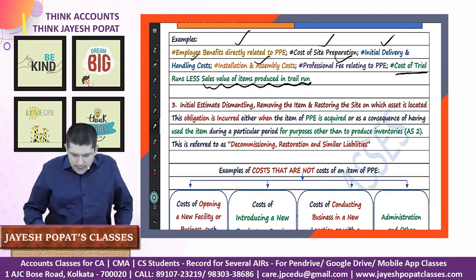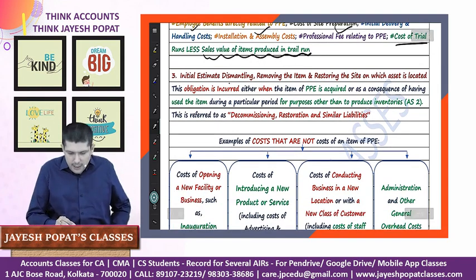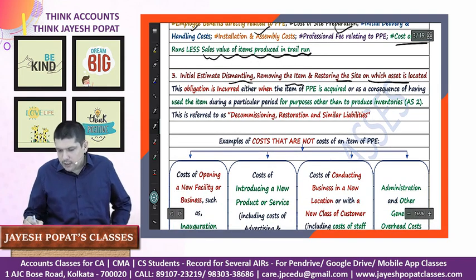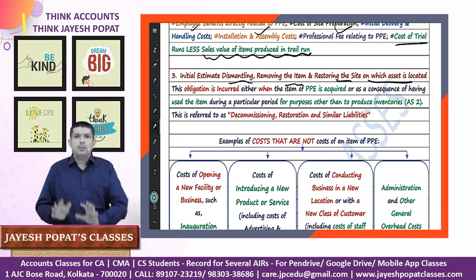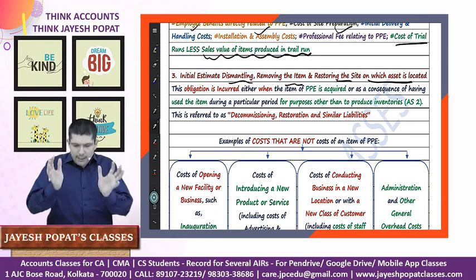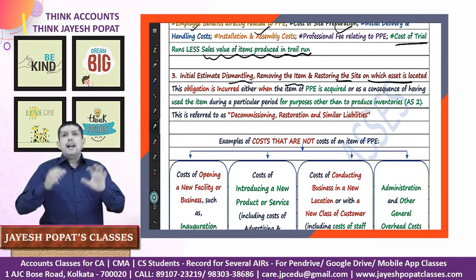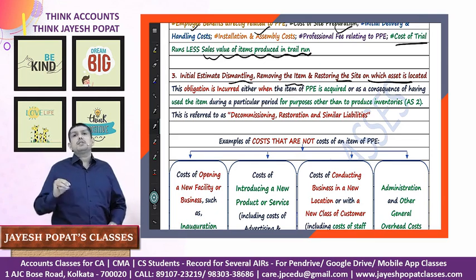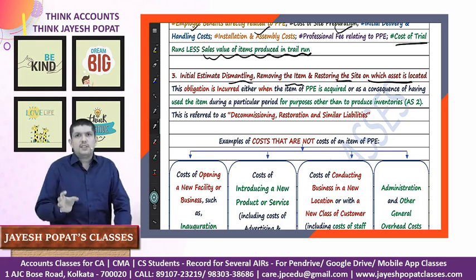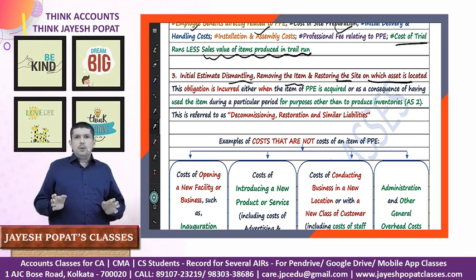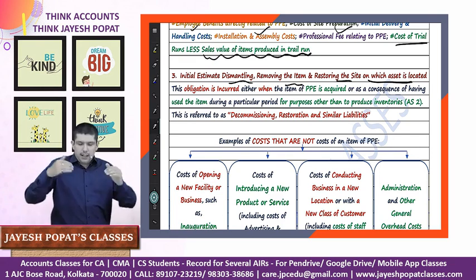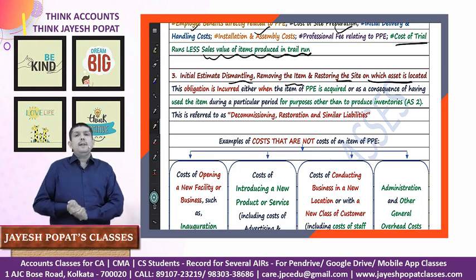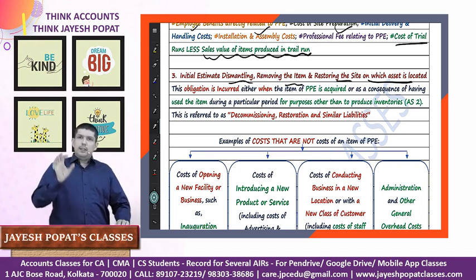And then initial estimate of dismantling, removing the item and restoring the site on which the asset is located. I'll give you a simple example. With the help of it, you will be able to understand. Let's say we take a new classroom facility, and in that new classroom facility we are installing 15 window ACs, right? So to install those 15 window ACs, we need to cut the wall at 15 places and install those ACs, right? When I informed that to the landlord, he told me that you are installing 15 window ACs, you are cutting various places on the wall.